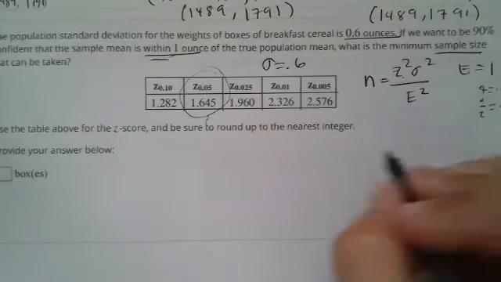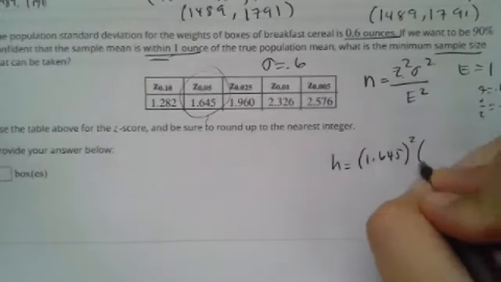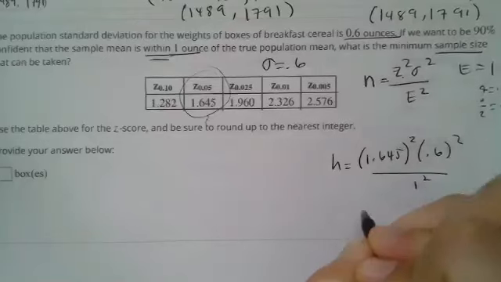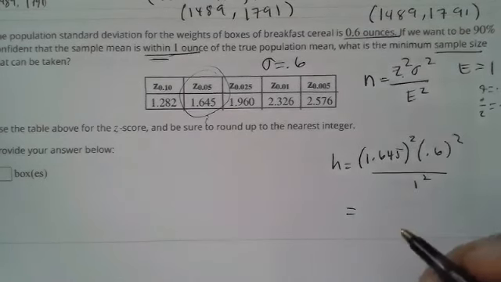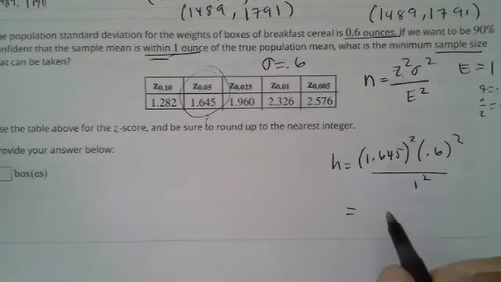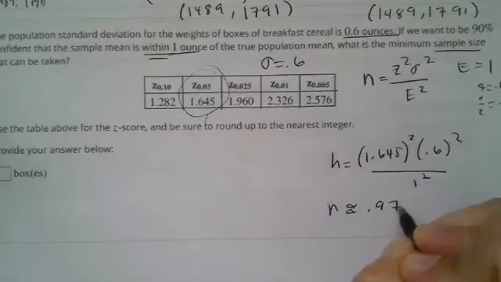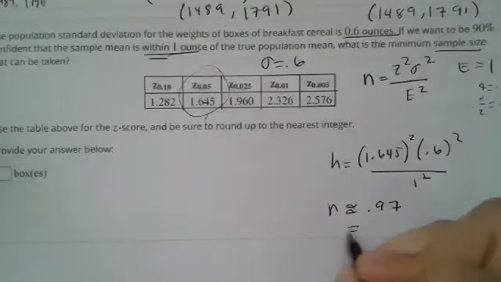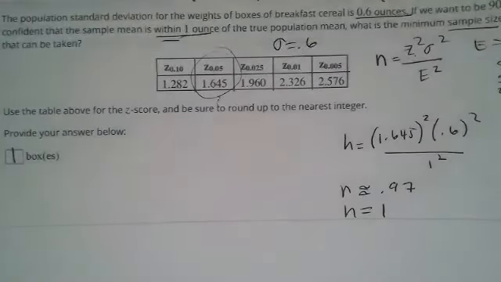So then we just plug it in. So n is 1.645 squared, 0.6 squared over 1 squared, and that's just going to be 1.645 squared times 0.6 squared. And then it says, make sure you round up to the nearest integer. So n is approximately, in my calculator, I get 0.97, and rounding up the nearest integer is just 1. So that's just 1. Okay, cool.